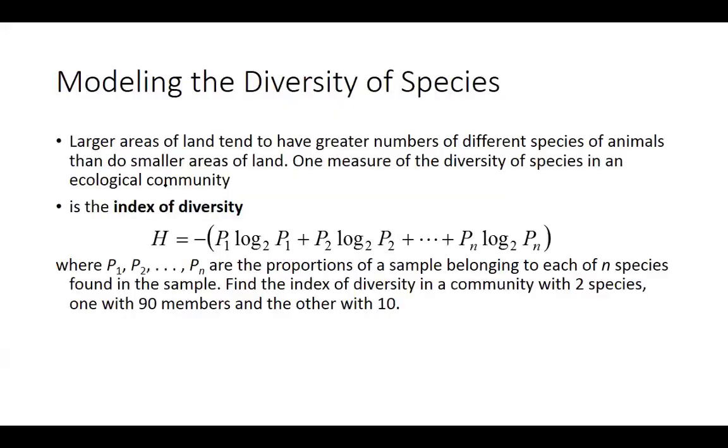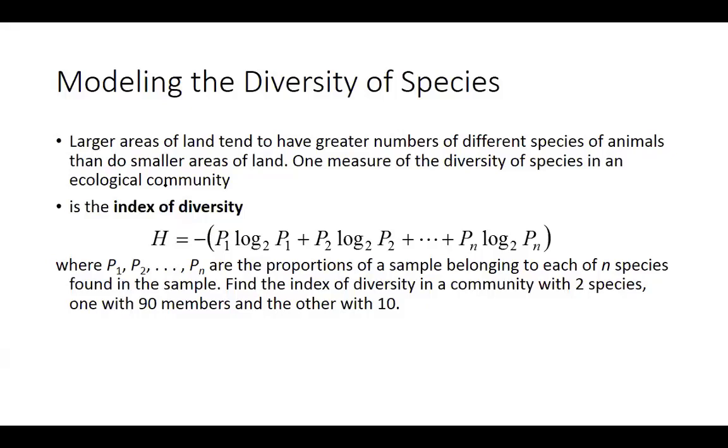This would be a word problem, an application problem, modeling the diversity of species. A larger area of land tends to have a greater number of different species of animals than a smaller area of land. One measure of diversity of species in an ecological community is the index of diversity, which is given to us by this formula. You don't have to memorize this formula. The formula would be given to you for this problem.